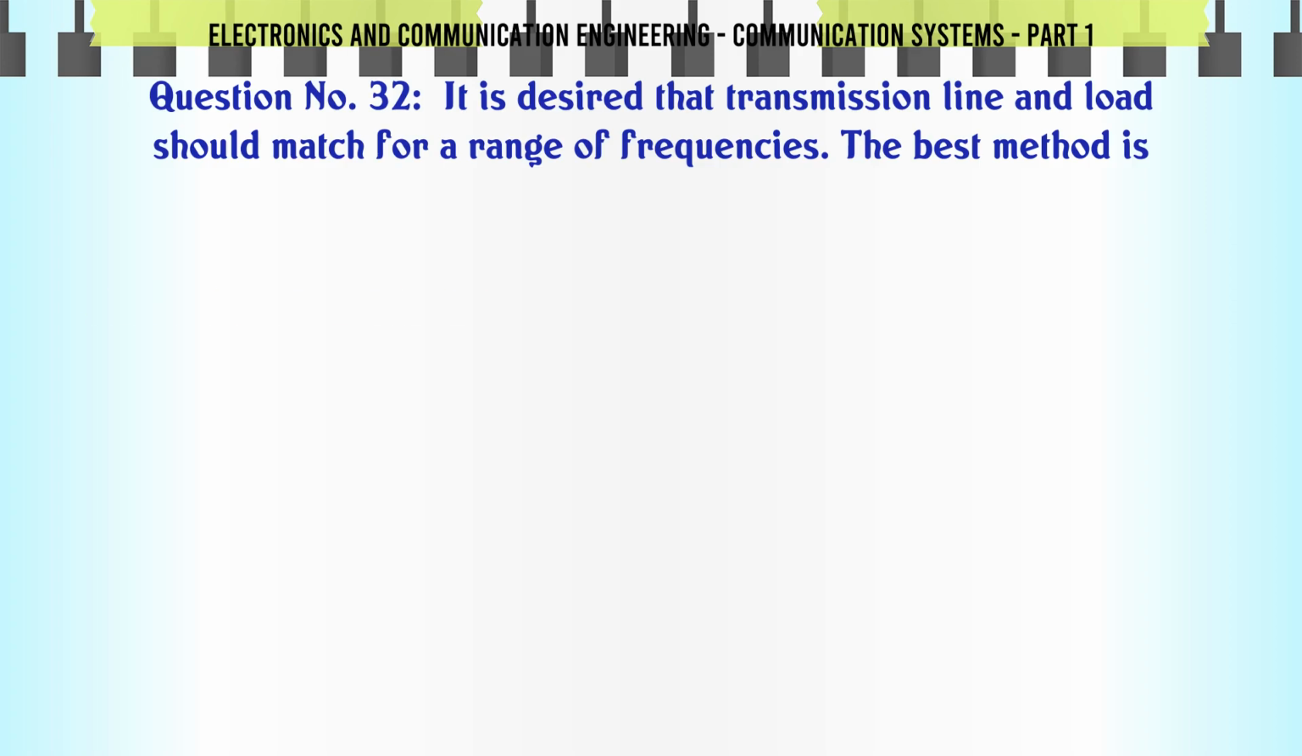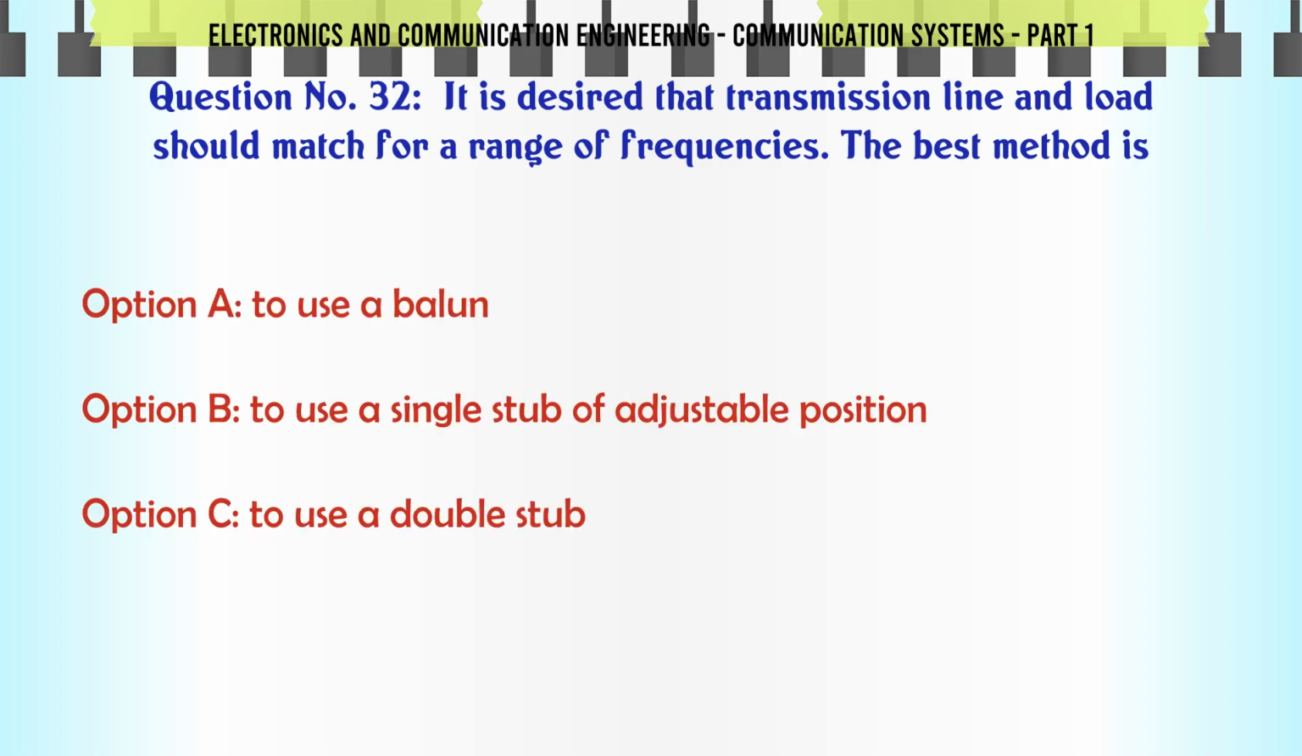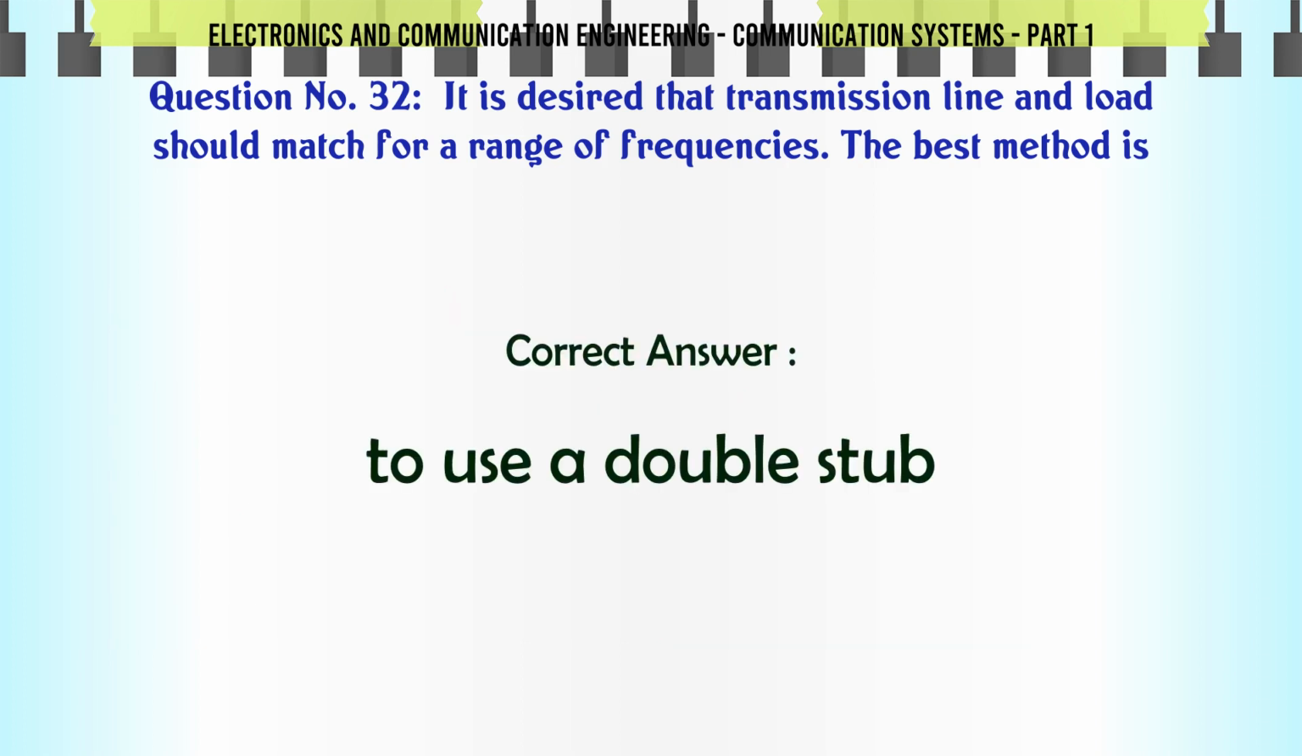It is desired that transmission line and load should match for a range of frequencies. The best method is A. To use a balloon. B. To use a single stub of adjustable position. C. To use a double stub. D. To use a broadband amplifier. The correct answer is to use a double stub.